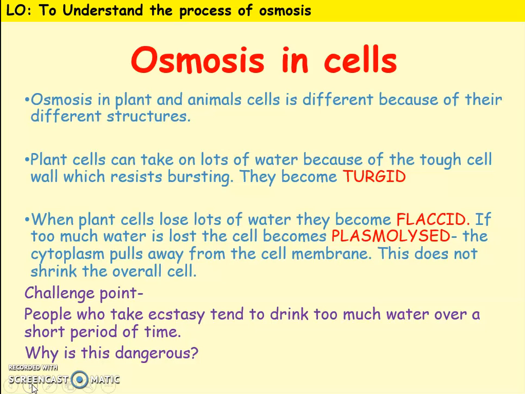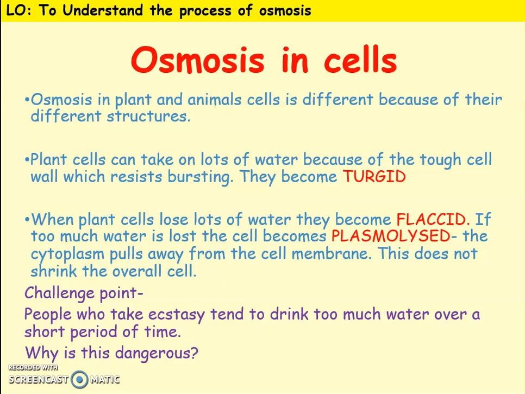So, osmosis in cells then happens in both plants and animals, but works differently because they're different structures. Plant cells are able to take in lots and lots of water because they have their tough cell wall, which stops the cell from bursting open. Plant and animal cells can both become turgid when they take in lots of water.